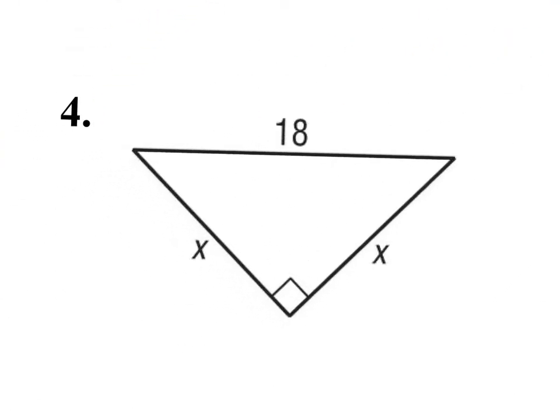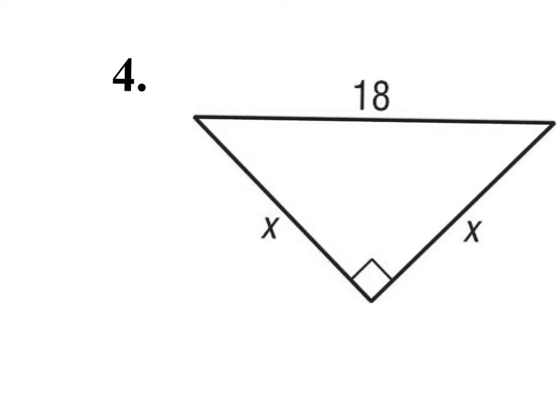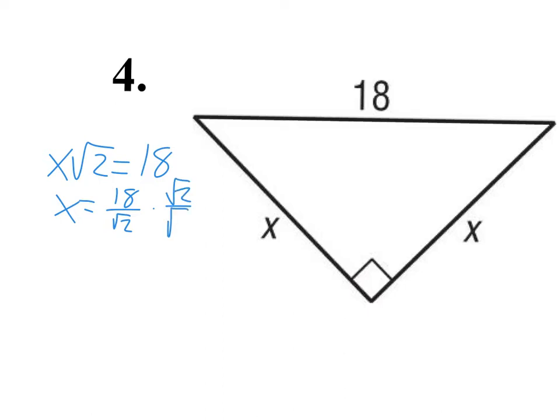Number 4, once more, we know the hypotenuse, in this case 18. So x root 2 is equal to 18. Divide both sides by the square root of 2. x is equal to 18 over square root of 2. We want to rationalize that denominator, so multiply it by that special kind of 1. x is equal to 18 root 2 over 2, which simplifies down to x equals 9 root 2.